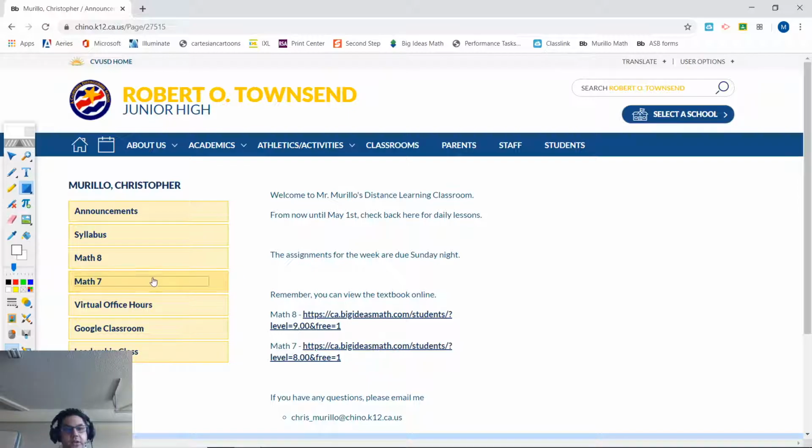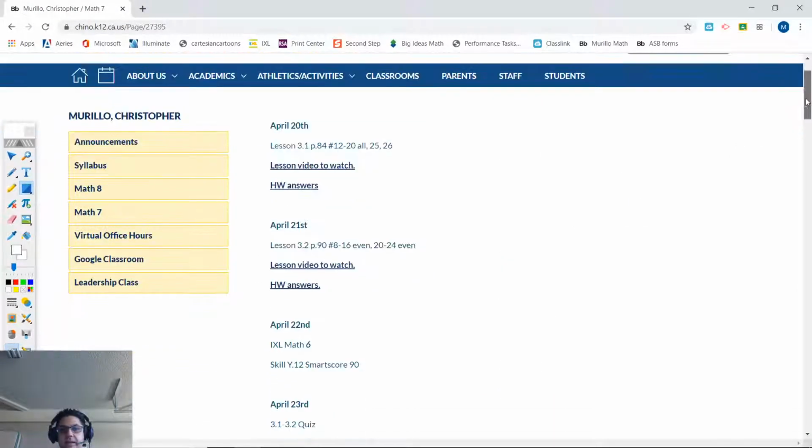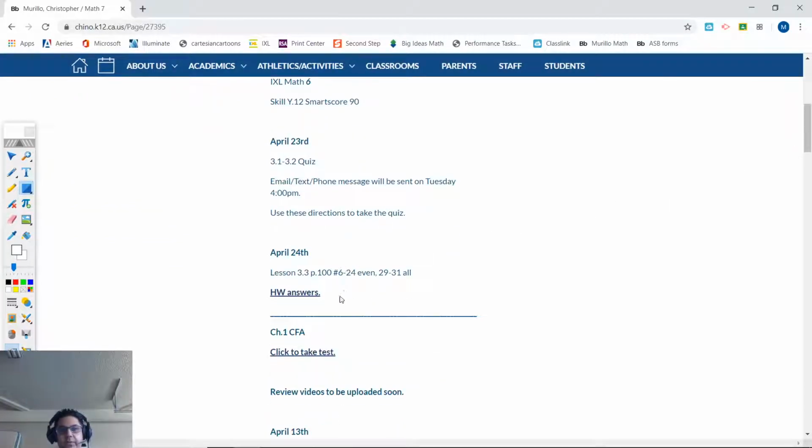But before we do that, just want to remind you that, let's see, will it actually load up? There we go again. You have your answers for 3.3, since those are evens, posted right there. Beautiful.